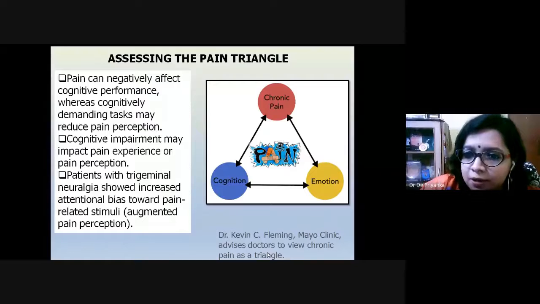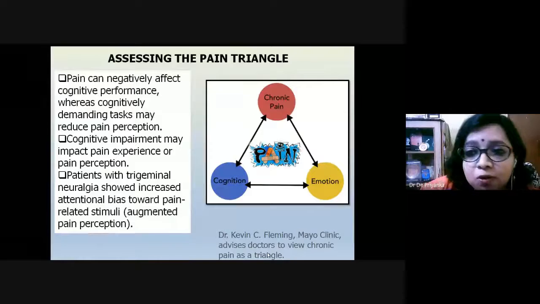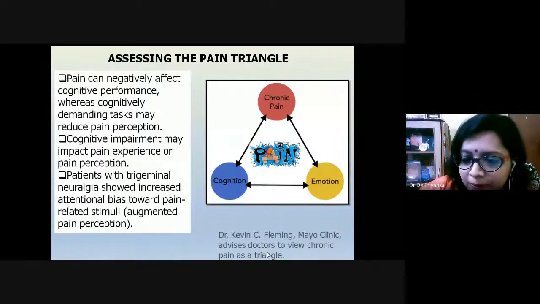Chronic pain, the cognitive pain, and the emotion basis of pain all set together to give a pain triangle. So that's the importance of the pain triangle, where the neurocognitive aspects are being focused upon.